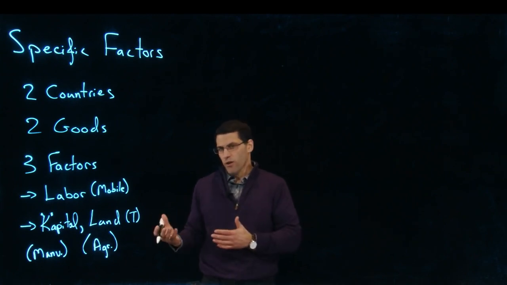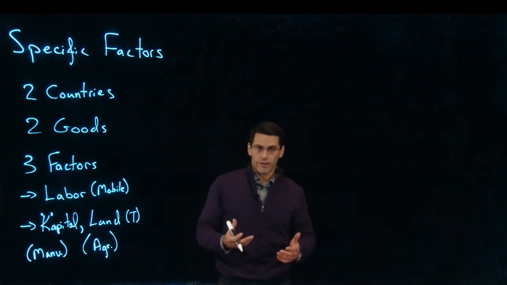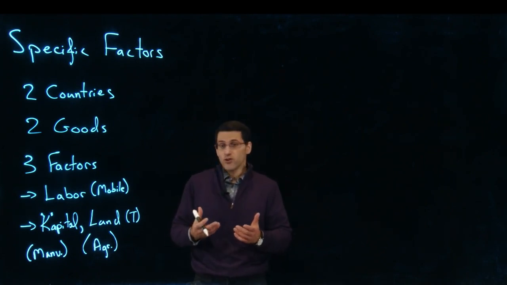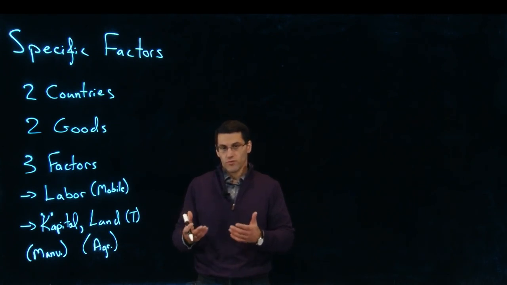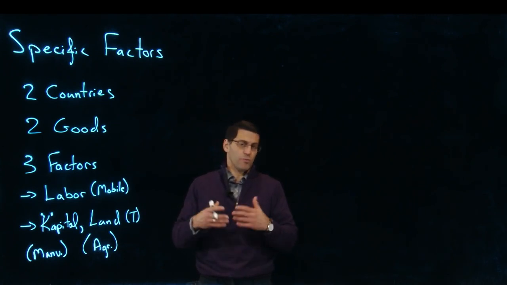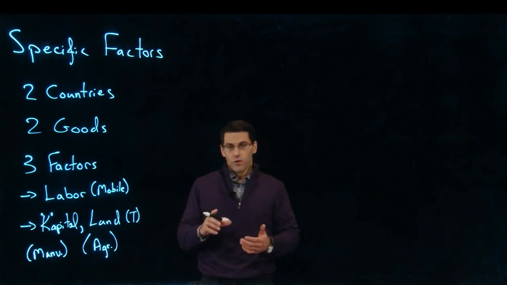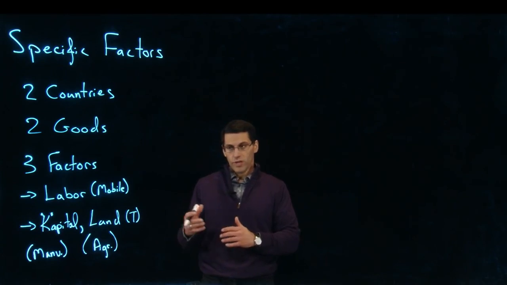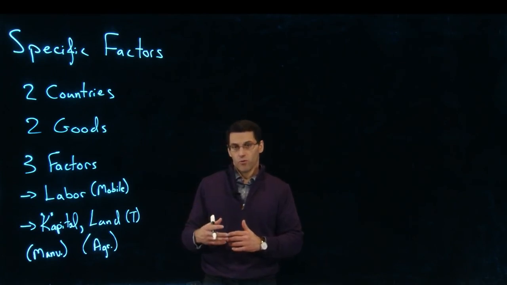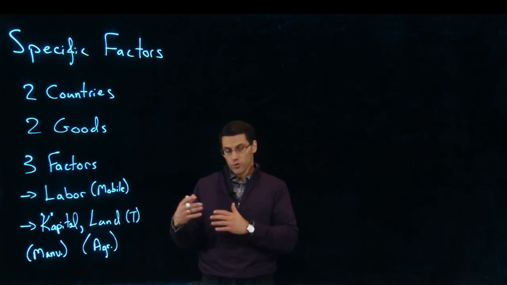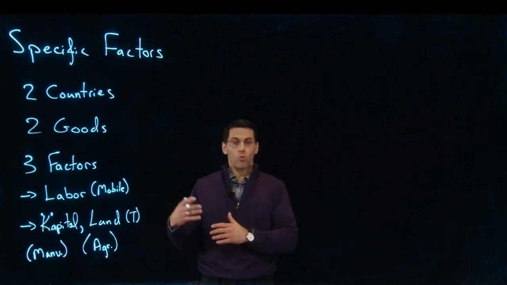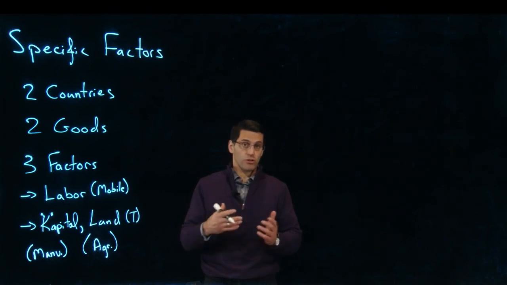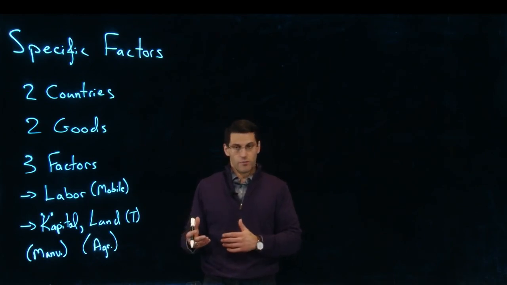So why are we bothering with this specific factors model if we're not going to get a new insight as to what the source of the gains from trade are and what determines the patterns of trade? Well, what's nice about this model with our three factors and having some of the factors specific to certain industries is, unlike the Ricardian model, we can now generate some predictions about which factors, or which owners of certain factors of production, win when we open up to trade and which ones lose. And I didn't get that in the Ricardian model.